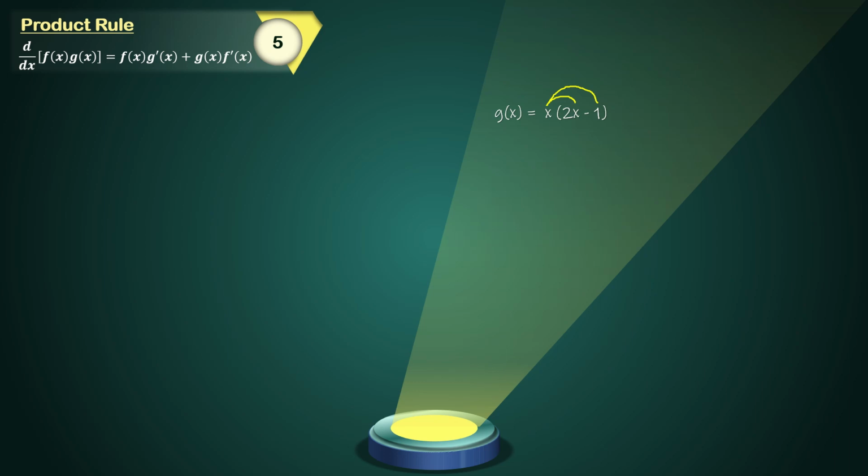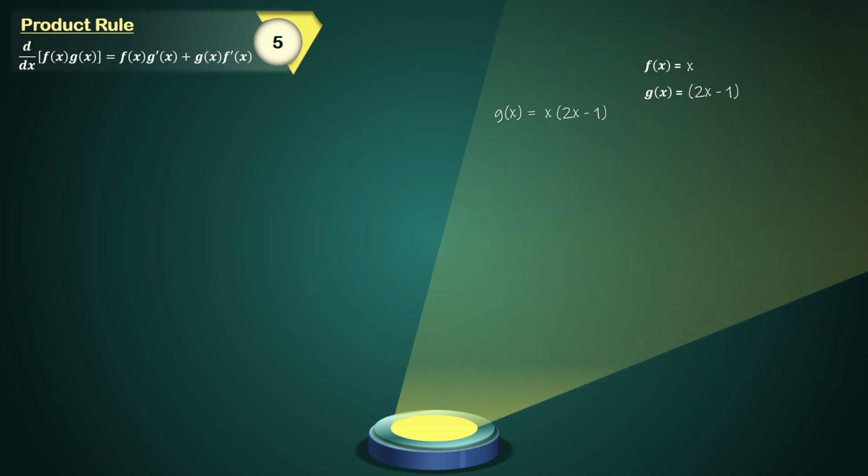Again, in this video, we will use product rule, and let's see if your answer is the same as when we used product rule. To find the derivative of the given function smoothly, we will identify our first function and second function. In this example, our first function is x, and the second function is 2x minus 1. Take the derivative.